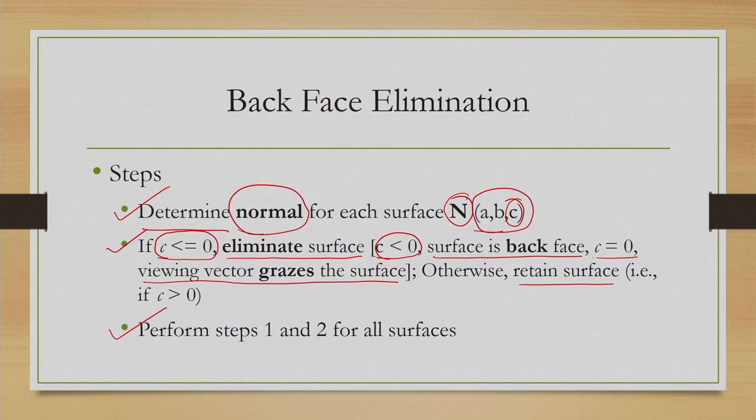And we perform these steps 1 and 2 for all the surfaces in a loop. So, as you can see, it is a very simple method. We simply take one surface at a time, compute its surface normal and check the z component, the scalar component of z. If it is less than or equal to 0, then we eliminate the surface, otherwise we retain it, and we do it for all the surfaces.